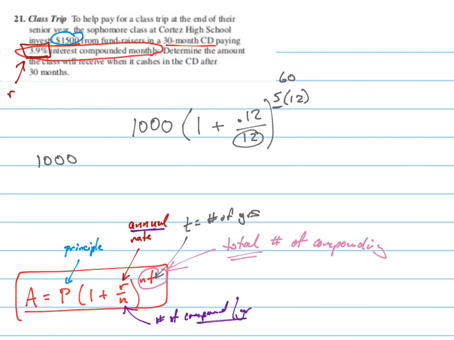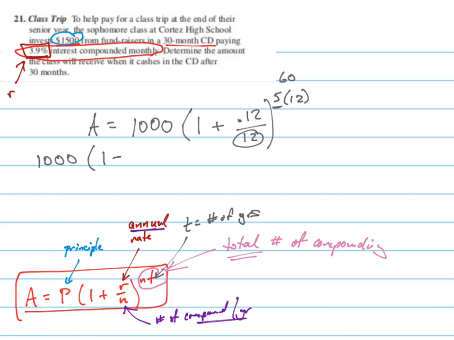After the first computation of interest, how much money are you going to have in total? What's your amount going to be after the first compounding? Well, when is your first compounding? It's after the first month, right? How many total years? 5 years. But after the first month, you're going to have a little bit of money. How much money are you going to have?